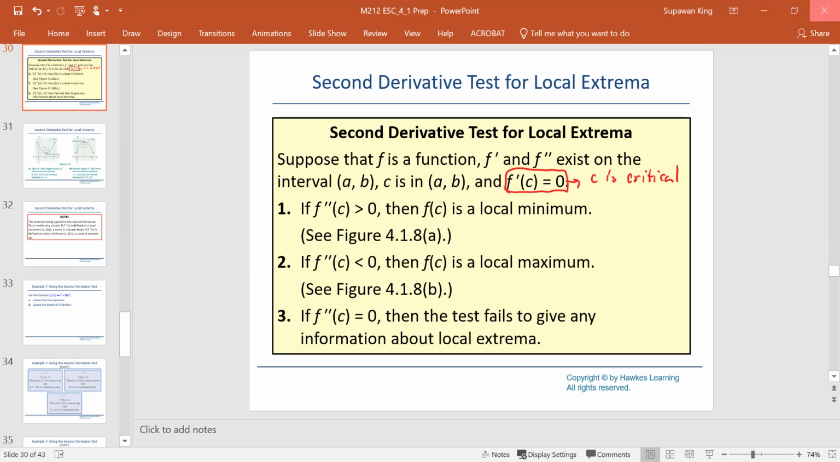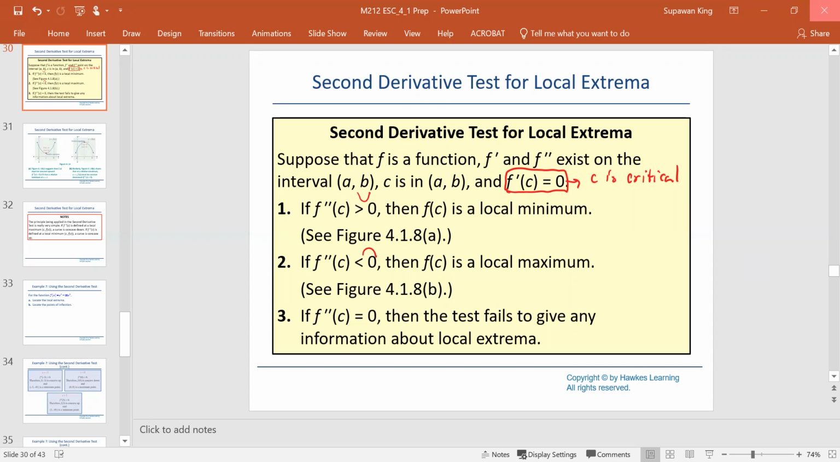If f double prime at C is greater than 0, that means the function is concave up within this interval, and f at C is a local minimum. For f double prime at C less than 0, the graph is concave down, then f at C is a local maximum. If f double prime at C equals 0, then the test fails to give any information about local extrema.